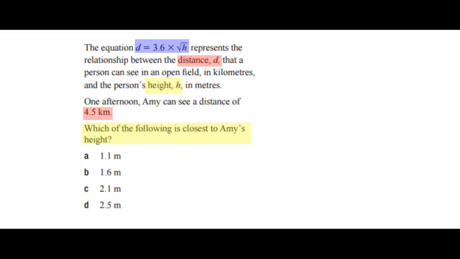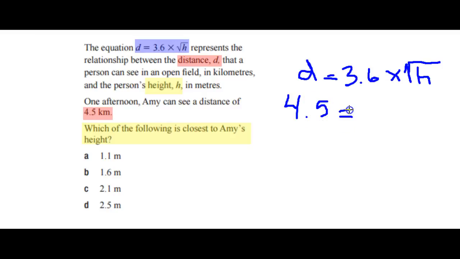This is going to require some algebra skills. Let's see what we can do. So I know that the distance is going to be equal to 3.6 times the square root of whatever the height is, right? But they're telling me that they want to know her height when she can see a distance of 4.5 kilometers. So I'm going to put 4.5 in the place of distance here, and then try to work out the rest. So 3.6 times the square root of the height.